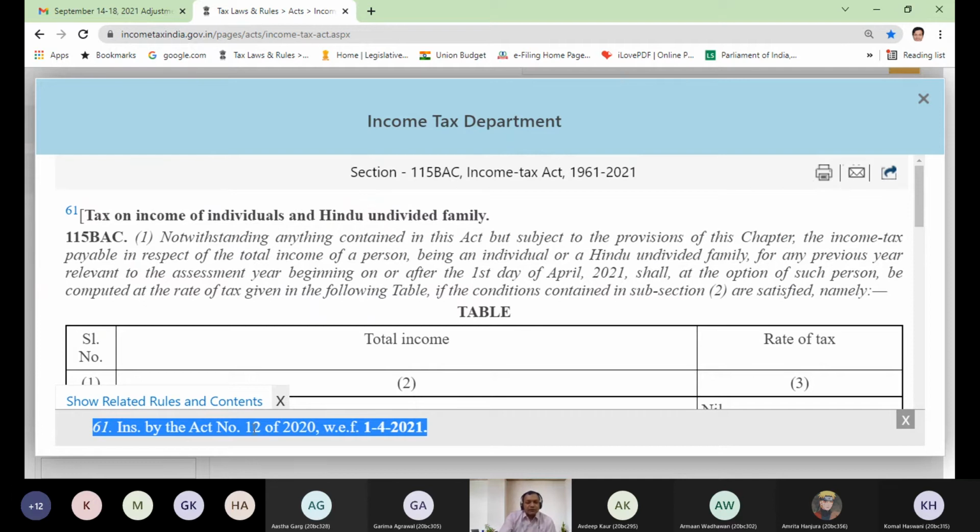This Act number 12 was the Finance Act. In 2020, that Finance Act was having number 12. Every year this number can change because it depends upon the numerical number. With effect from 1st April 2021, it is assessment year 21-22.